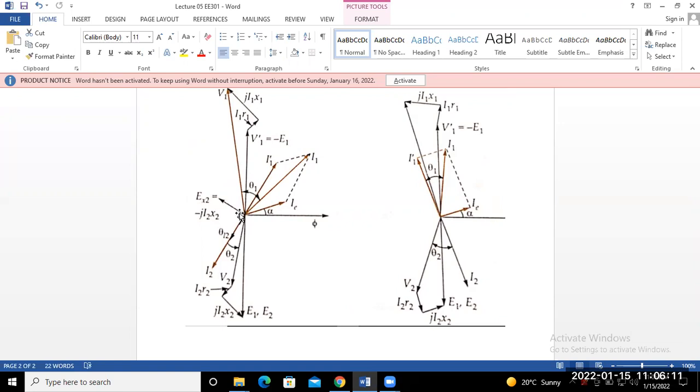So what is the total current drawn from the supply? This component of I2 referred to the primary side, plus the no load current required for the magnetizing and core loss component, that is represented by IE. Suppose this is your IE, the exciting current, and this is known as the hysteretic angle, that is alpha from the phase phi.